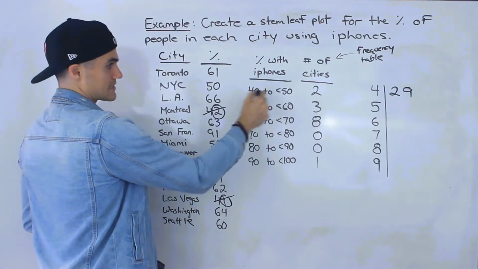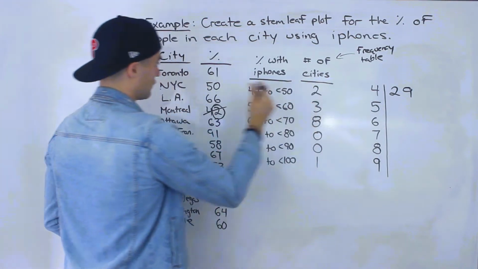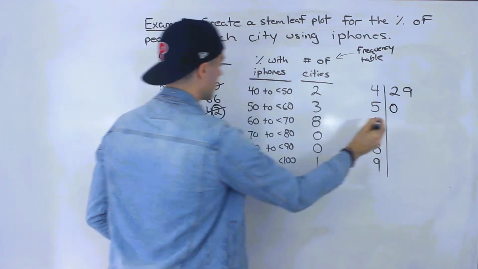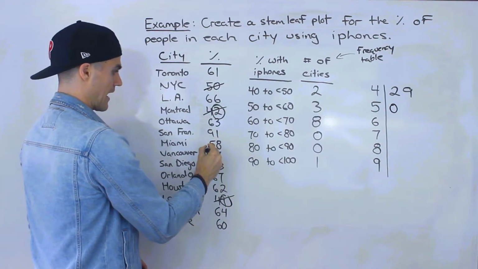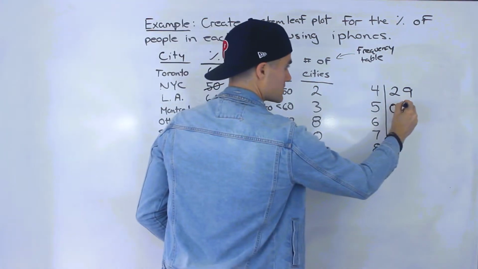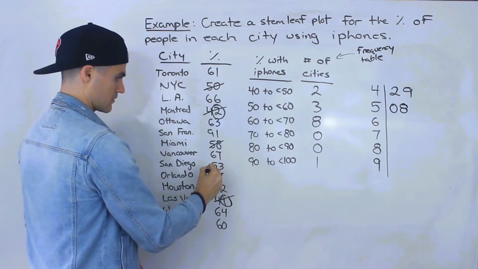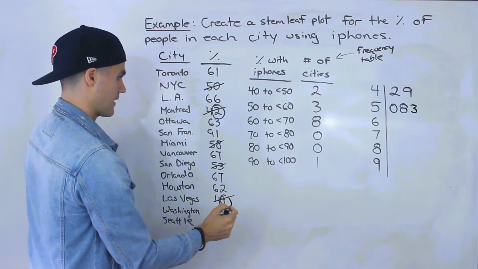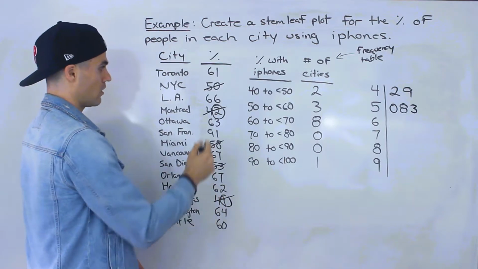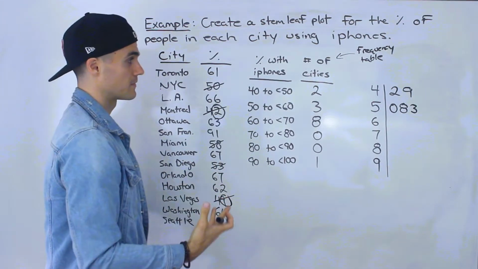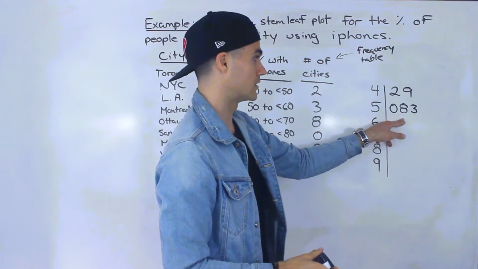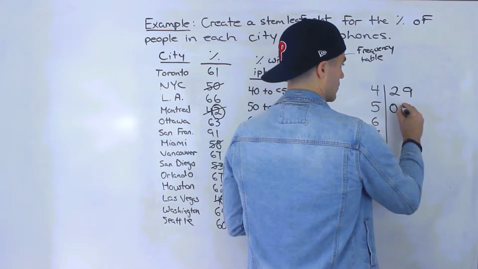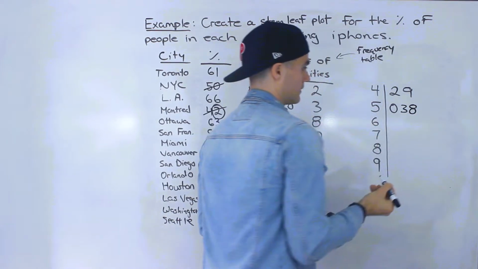So let's find all the cities that start with 5. So we got 5 here. The last digit is 0, so we would put a 0 here. Then we have 58, so this here would be an 8. We've got 53, so we'd have 3. And then that is it for all of the percentages starting with a 5. So notice this is not in order, right? 3 is less than 8, so we would just switch the 3 and the 8 like that.